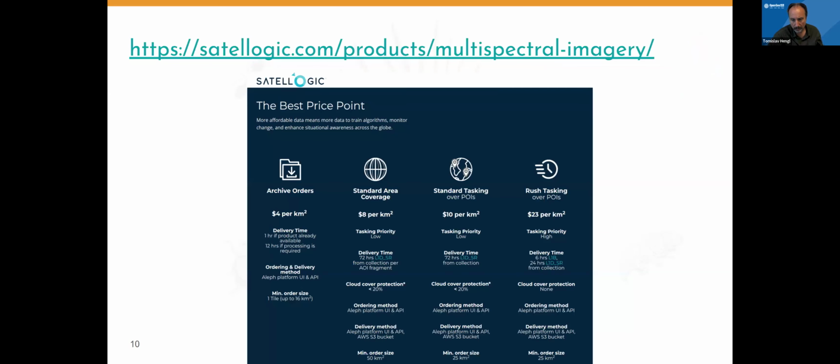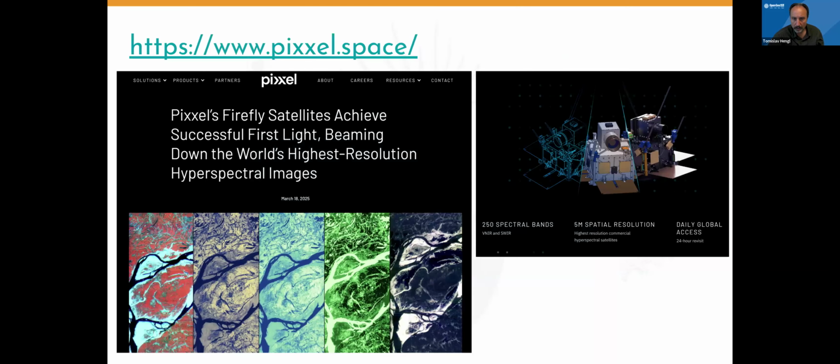With Satellogic also, you can order historic images if you want to see what happened with your farm, let's say in the last 10 years or more. And usually the prices are per square kilometer, and the prices are kind of acceptable. If you look at Satellogic, it's, let's say, from $4 to $25 per square kilometer. So the prices are kind of acceptable.